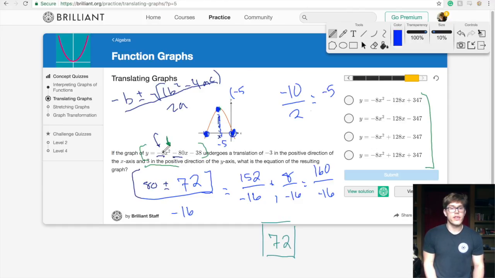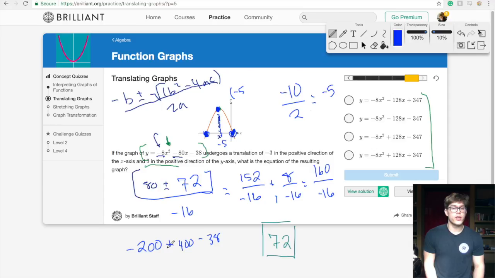And now I can plug negative 5 into the original function to find the y value. So I have negative 8 times 5 squared. Well, 5 squared is 25. How much money do you have if you have 8 quarters? Well, you'll have $2. So negative 8 times 25 is negative 200. And then we have minus 80 times minus 5, so it's going to be a plus. What's 80 times 5? Well, 20 nickels is $1, so 80 nickels is $4. So this is 400. And then we have minus 38.